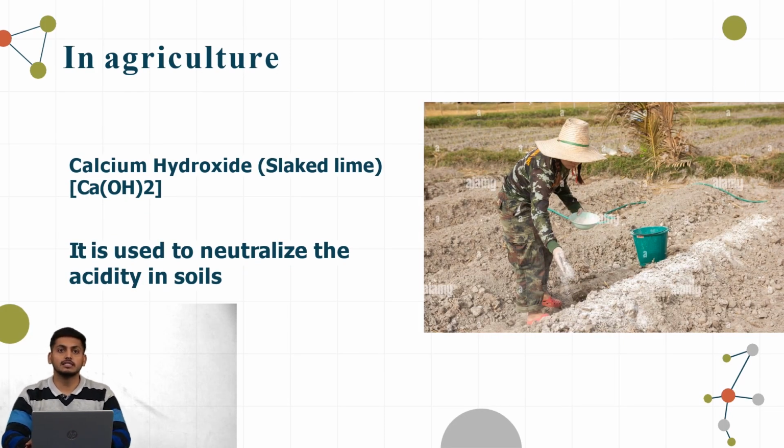In terms of agriculture, calcium hydroxide, also known as slaked lime, is used to neutralize the acidity in soils, because our soils contain many things like minerals, earthworms, and many more things. Suppose the acid is more, then the soil may not give crops. It may damage our crops. So to remove excess acid, we use calcium hydroxide in agriculture.